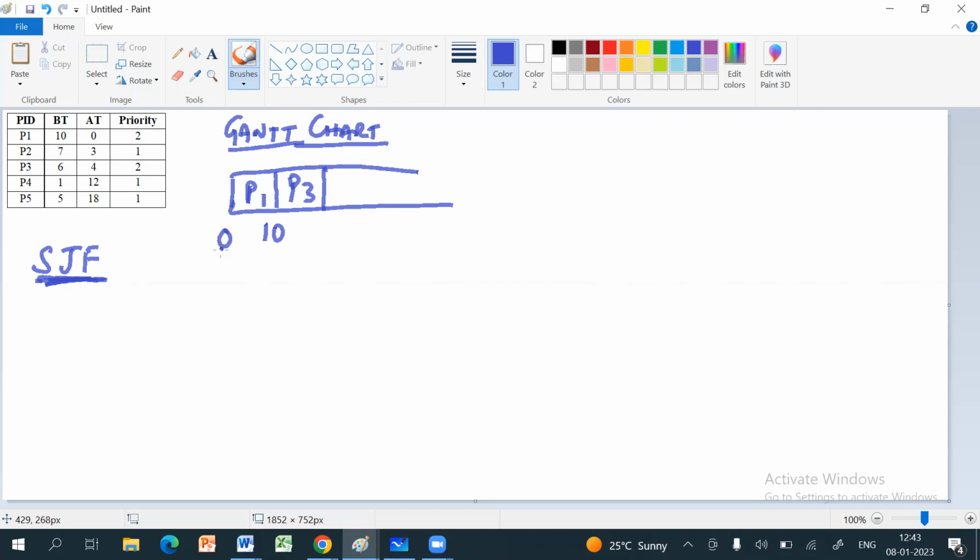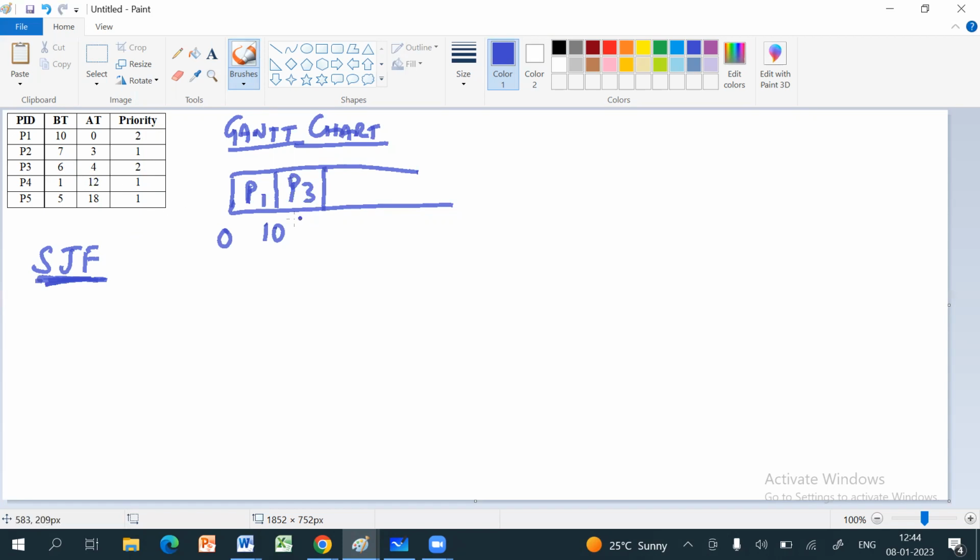Now, unlike the first time where we had at time 0, because P2, P3, P4, P5 have not yet arrived at time 0, P1 was the only one. So we had to schedule P1. Once P1 started, because it's non-preemptive, it continued till 10. Because the current time is 10, we are assuming that P2 and P3 have also arrived. Among P2 and P3, P3 has a better, shorter burst time. So P3 has been given the chance to execute.